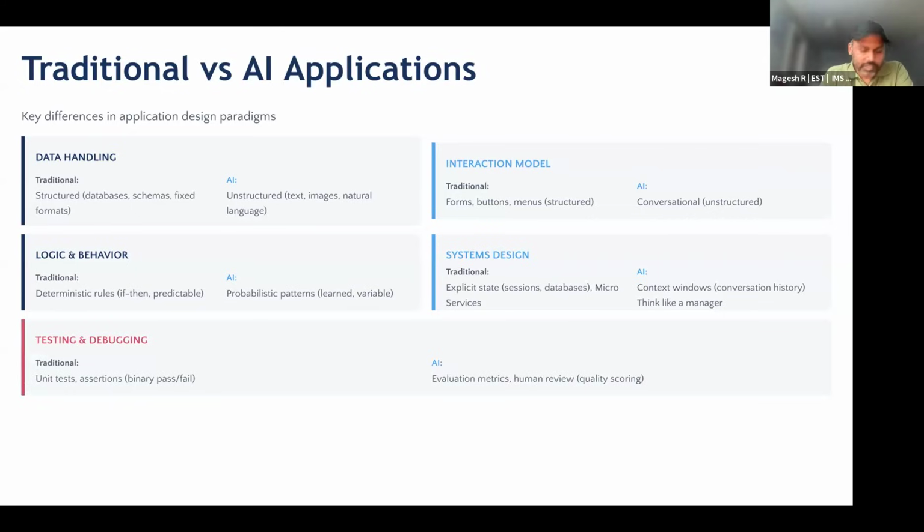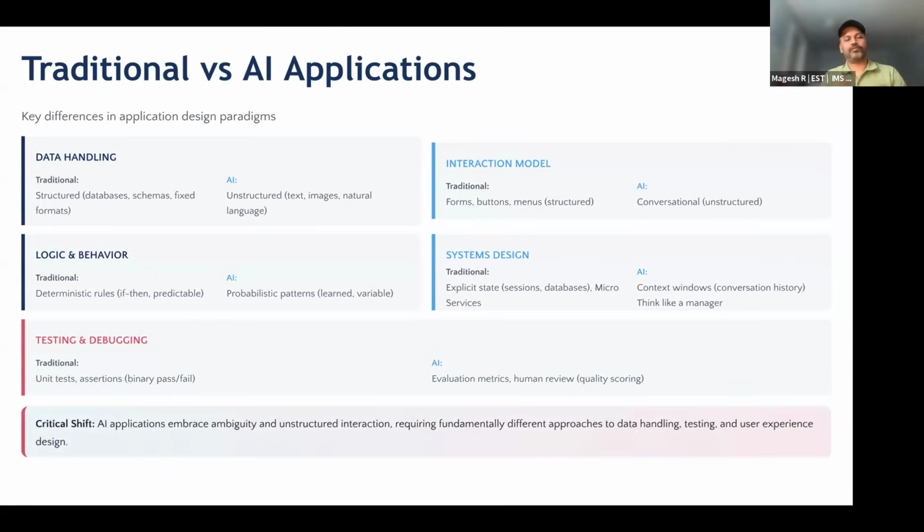It also introduces quite a bit of complexity in terms of how you test and debug them, right? There is no easy way to test the application. Most of the time, in order to test, you use one other LLM or you use human reviews. You try to build some evaluation metrics. So it's quite different from building a traditional application, especially when it comes to enterprise applications, medical applications, scientific applications, where accuracy is very important.